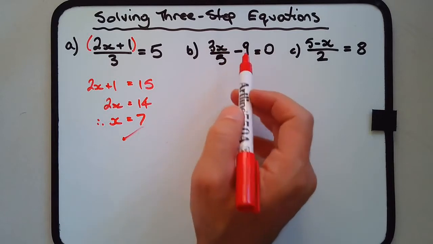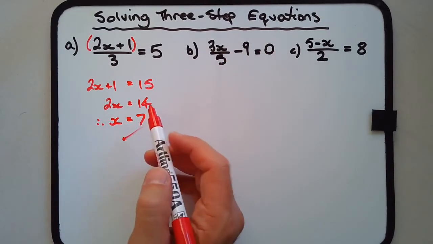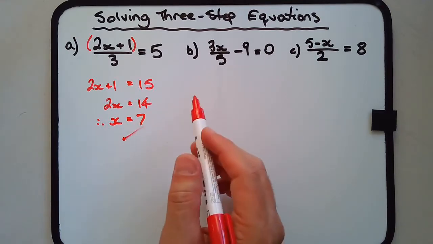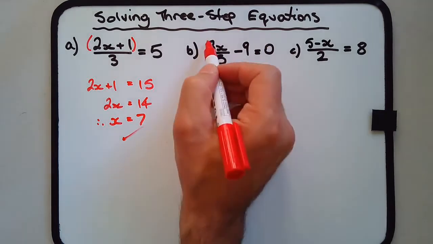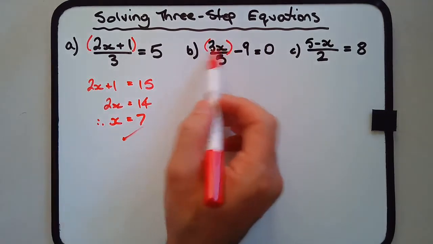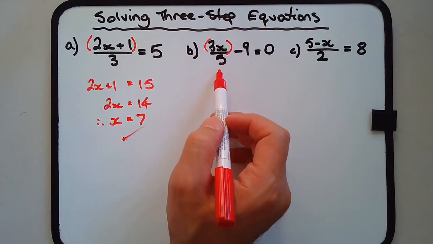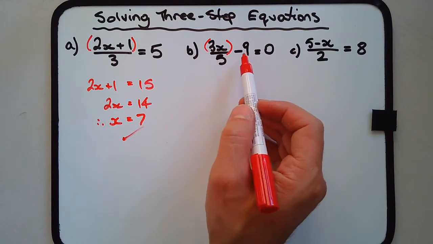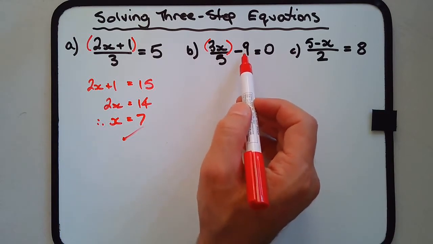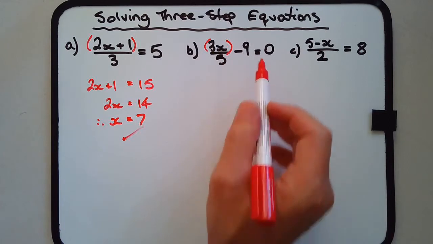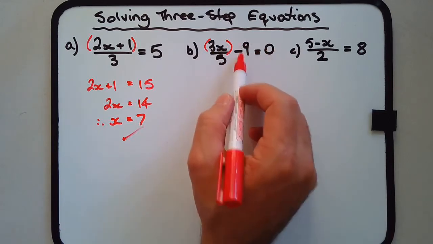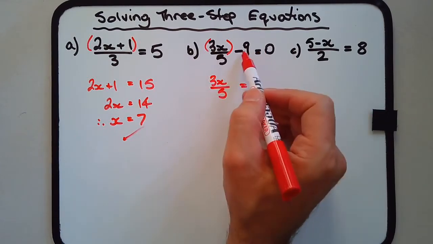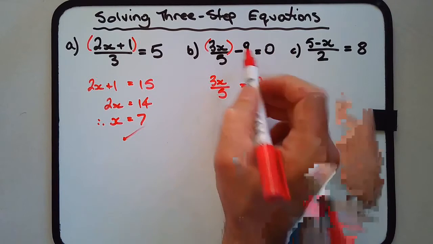3x over 5 minus 9 equals 0. So again, let's do BIDMAS, but in reverse when solving this equation. So we have a 3 times x, and remember there are implied brackets there around the numerator, divided by 5, minus 9. If addition and subtraction are the last thing that we do in BIDMAS, when solving an equation, they're the first things that we move over to the other side. So 3x over 5 is equal to, when we move negative 9 over, it becomes positive 9. Remember that the sign switches.